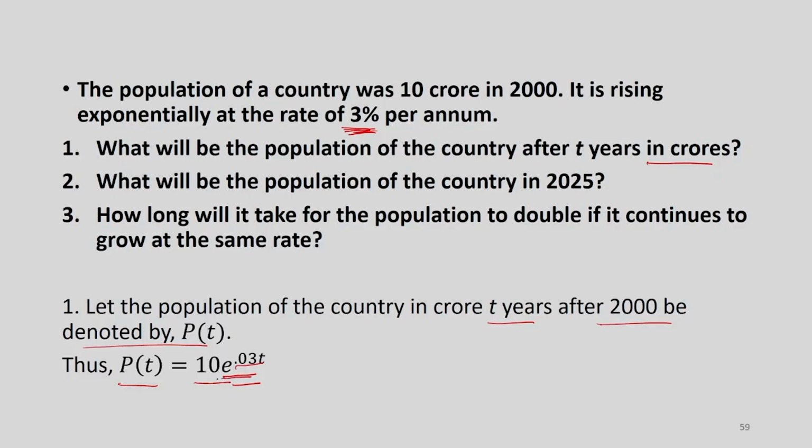But that is not all, I have to multiply with the population of the country at the point of origin. So here the point of origin is year 2000. So what was the population? 10. So this gives me the full formula, P of T is equal to 10 multiplied by e to the power 0.03 multiplied by T.